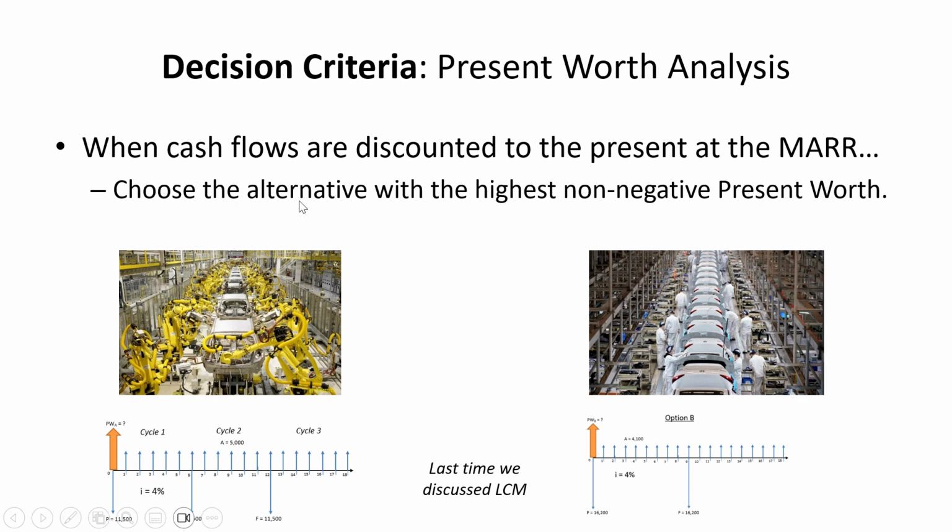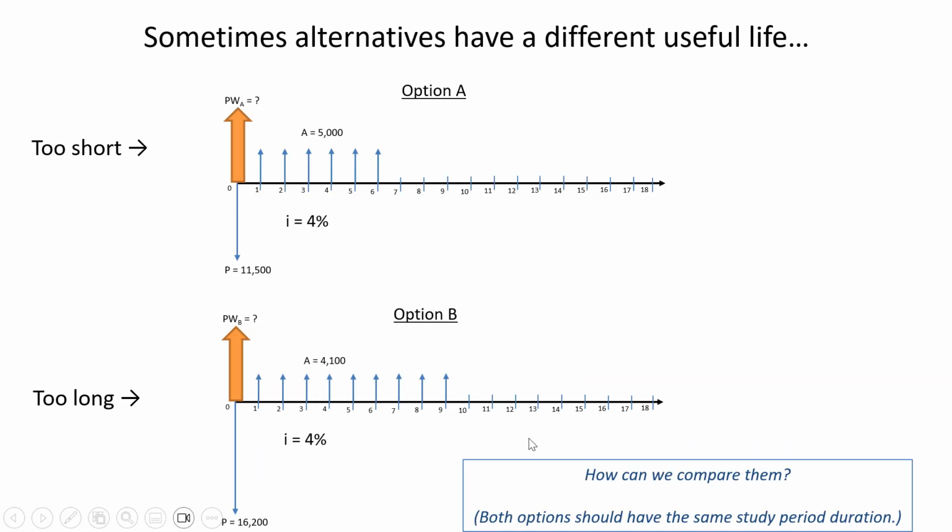So the decision criteria is that when you discount all of the future amounts to the present at the MAR, then choose the alternative with the highest non-negative present worth. So option A, option B, which of these orange arrows is taller? Which is the most profitable? That's the decision criteria. All right, so the present worth analysis says take everything to the present.